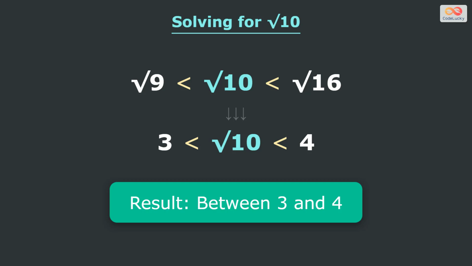Now we translate those boundaries into integers. The square root of 9 is 3. The square root of 16 is 4. Therefore, the square root of 10 must be a value greater than 3, but less than 4.